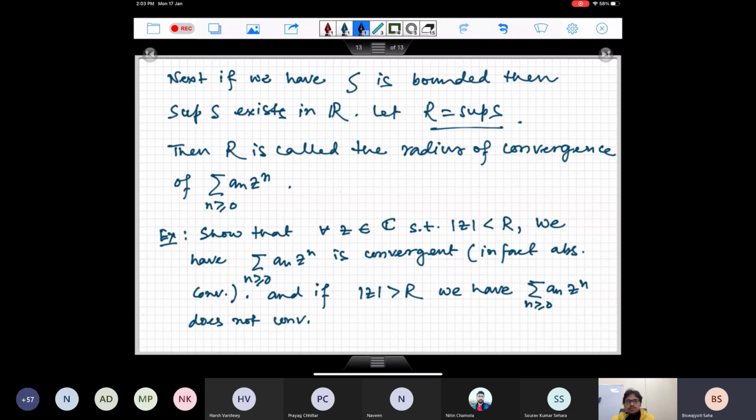Were you able to show this particular exercise? Could you do this? Anybody? Yes. No response. Was anybody able to do this or not?